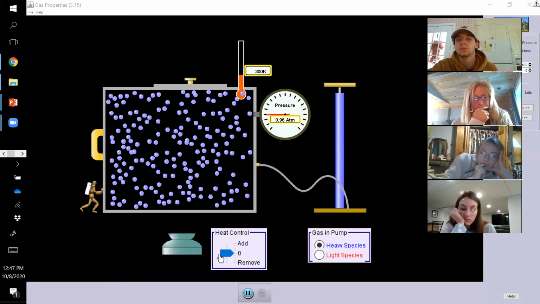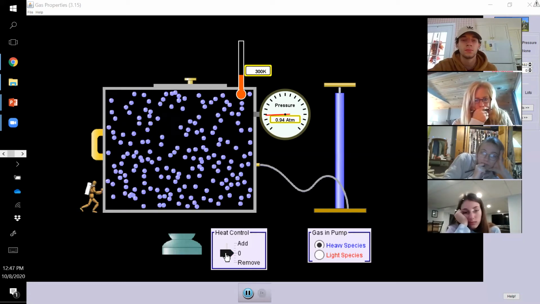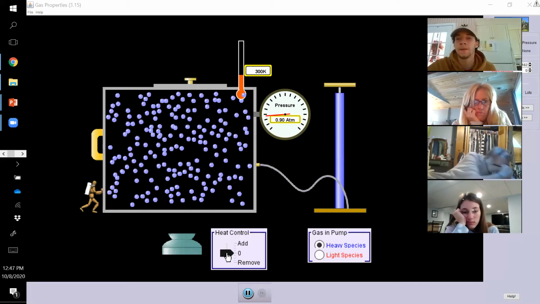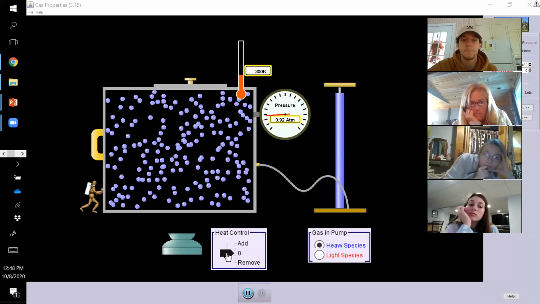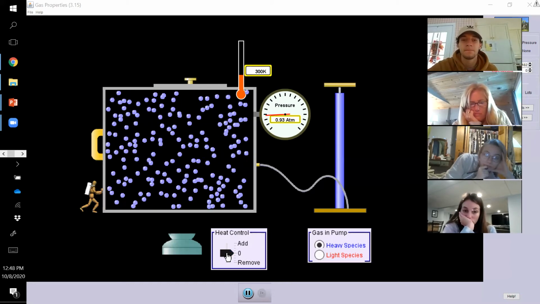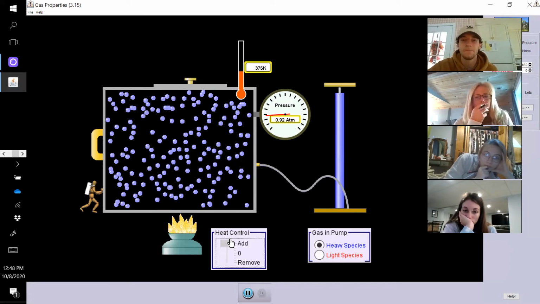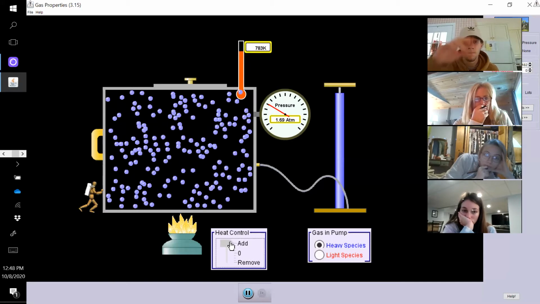Let's do some funny things. I'm going to add some heat. What's going to happen to my gas particles when I add heat, students? They're going to go nuts. Austin, he's showing the particles go faster. But what's going to happen to the pressure, Austin? That's also going to go up. So let's do it. So here I'm adding some heat. You can see the temperature going up and the pressure is going up accordingly.